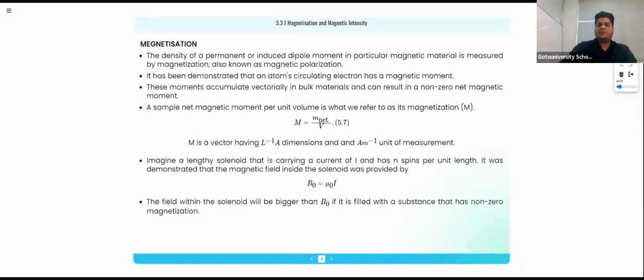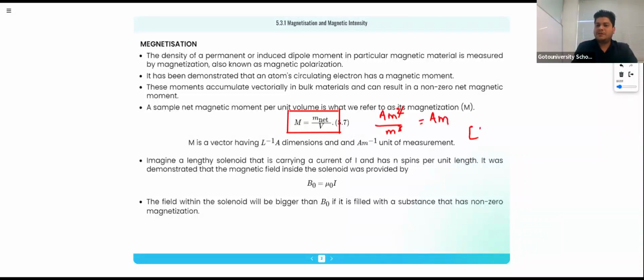Yes, the formula is net magnetic dipole moment to volume of material. What about the unit? The unit of net magnetic dipole moment will be ampere meter square. And what about the volume? Volume will be meter cube. So the cube and square will get cancelled and you will get ampere per meter.